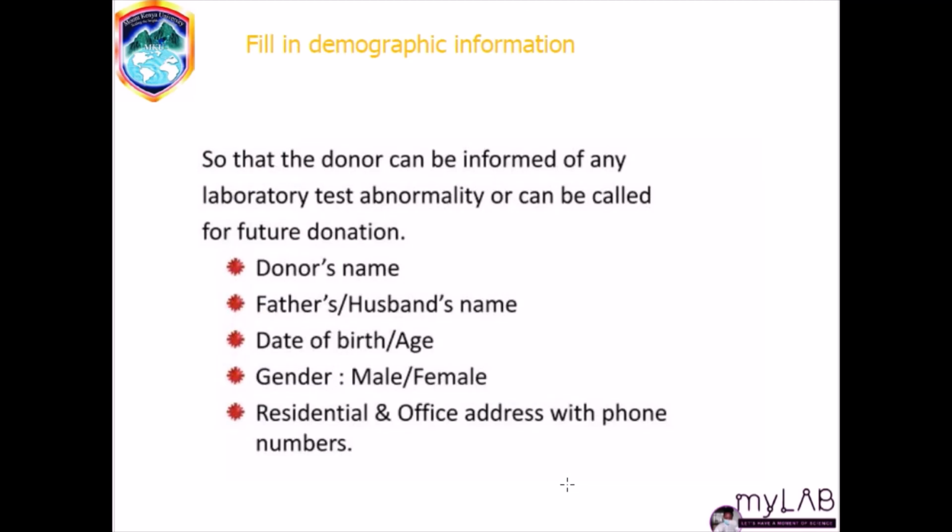Next, allow them to fill in their demographic information. Let them write their names, father or husband, especially because of next of kin follow-up in case of anything, date of birth, their age, their gender, and where they live. It is very important, as well as their phone numbers for future follow-up.